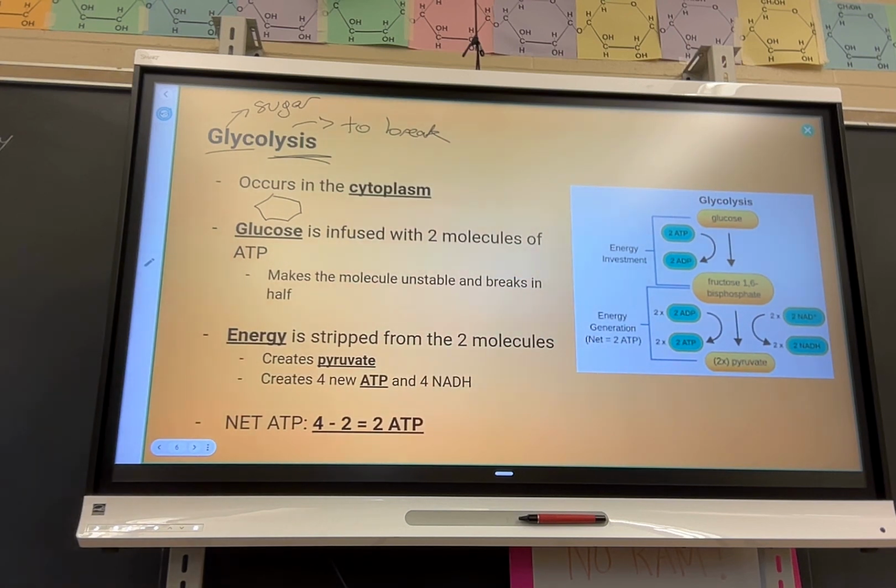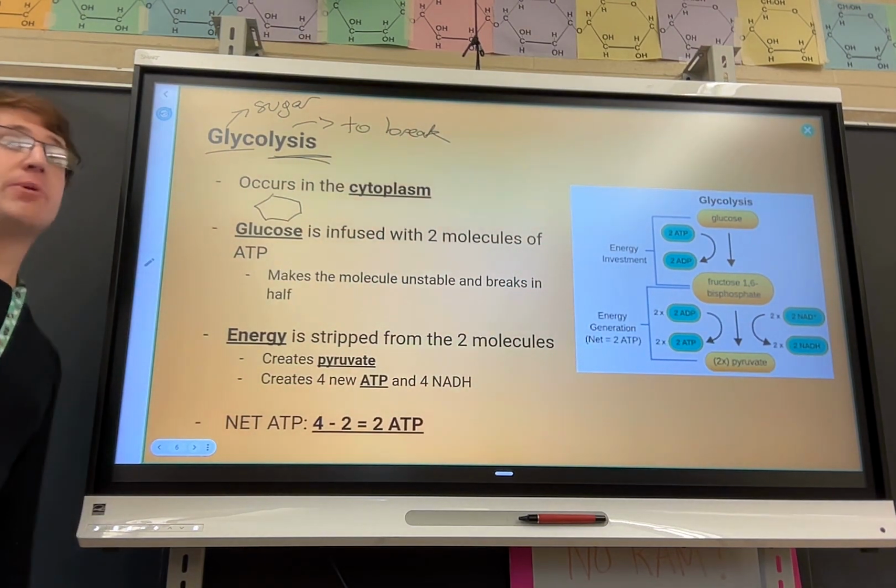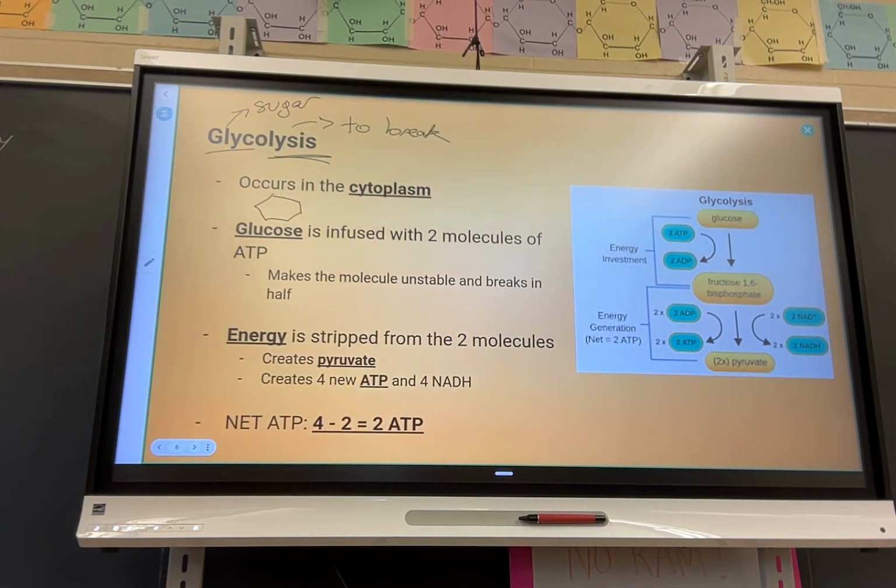So this is going to be a little weird molecule. It's going to be a 3-carbon molecule. And we are going to strip the energy from it. So we are going to get 4 ATP and 4 NADH. So it looks kind of similar to a molecule you just learned about. What's this look like?